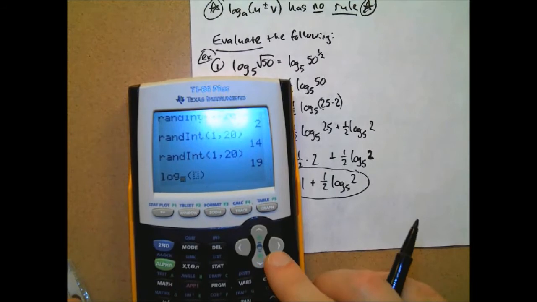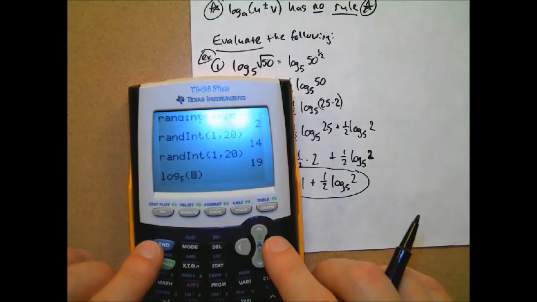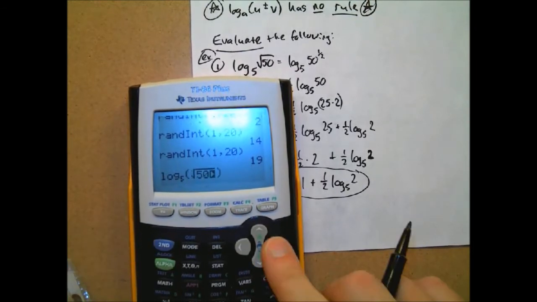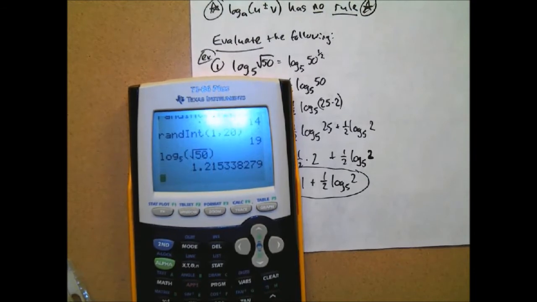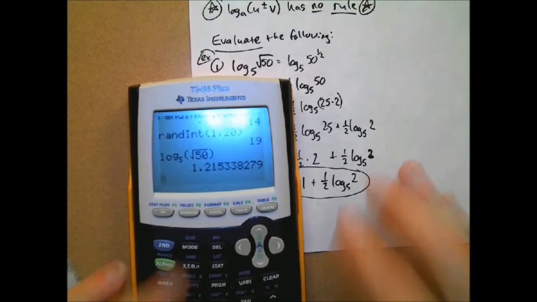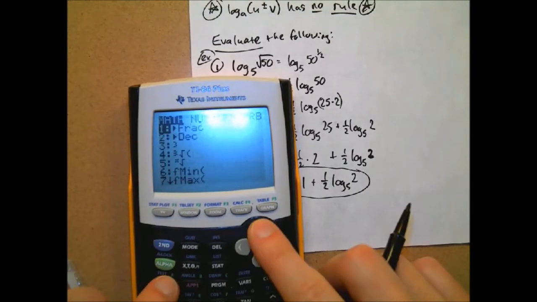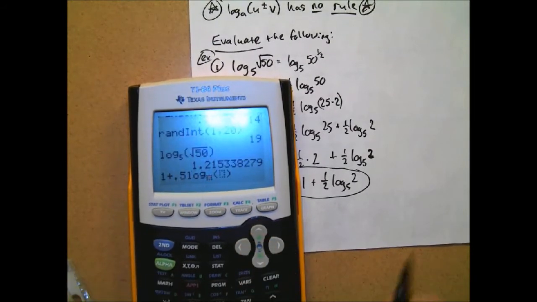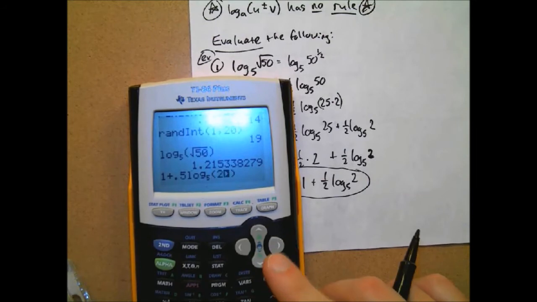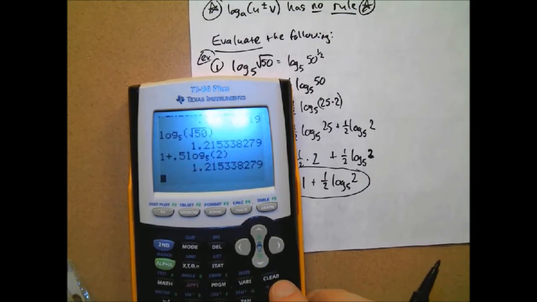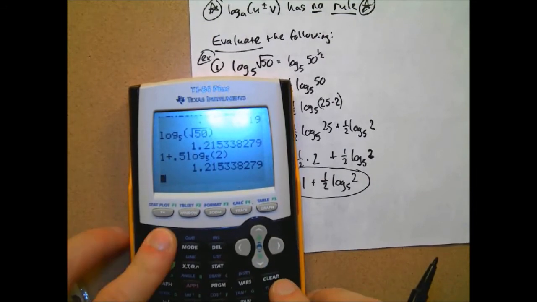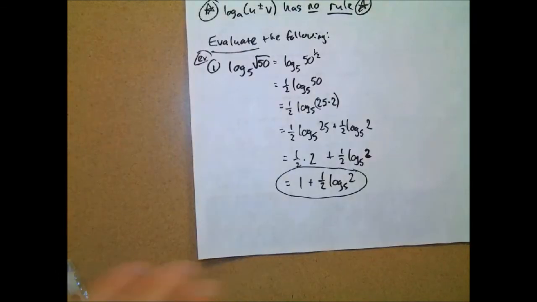So log base 5 of the square root of 50 is that decimal. And then we'll take the 1 plus 0.5 log base 5 of 2, and they're the same. All right, so we did do it right. We simplified it. They're still equivalent. Okay, so here's one for you to try.